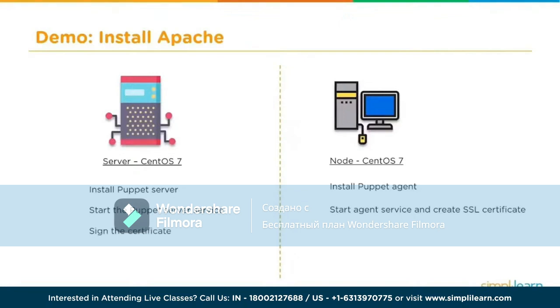So once your master or the server signs the certificate, you can write your manifests. So the manifests are just the code for configuration. And once that too is done, you shift back to your client or the node system and you run the agent service.